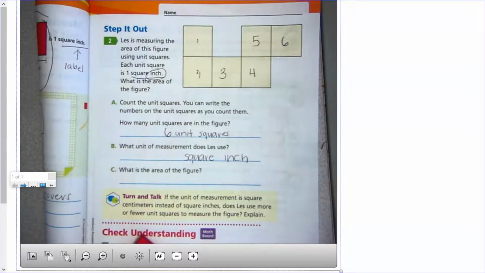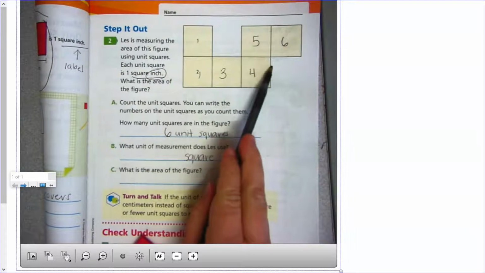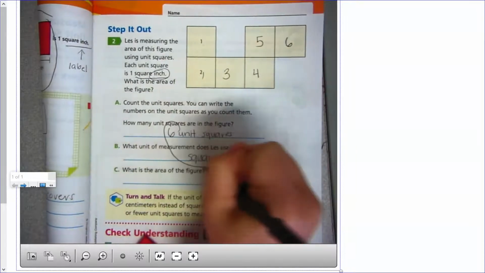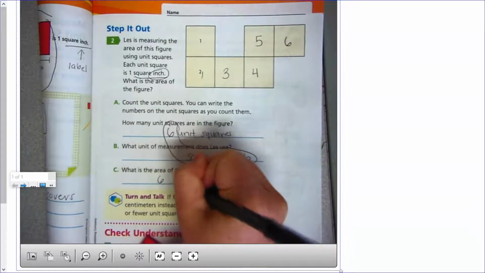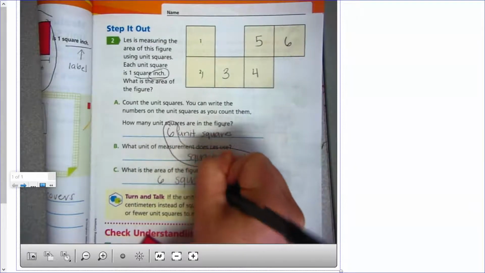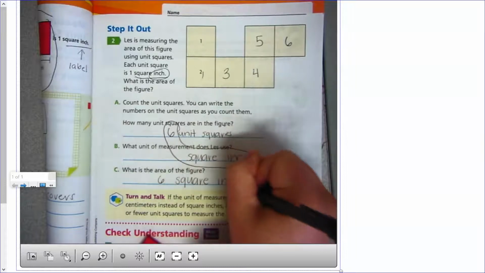And what is the area of the figure? We said there were 6, so we're just going to add these two together. 6 square inches.